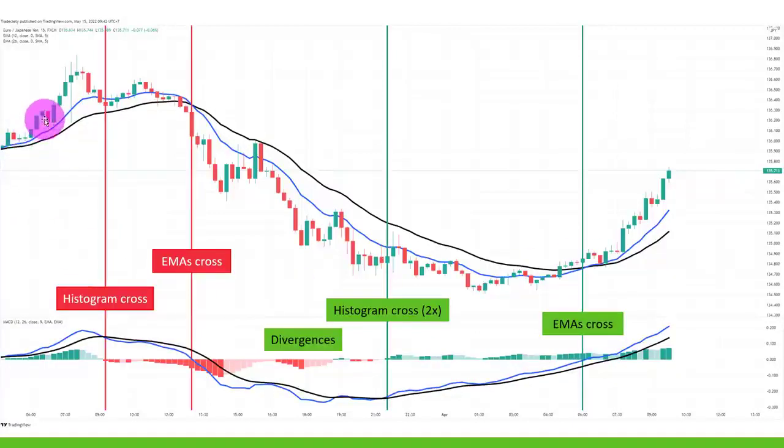So you can very nicely follow the trend and the momentum structure from bullish on the left to bearish to more neutral to bullish again. And the MACD line helps you on the way to do that.